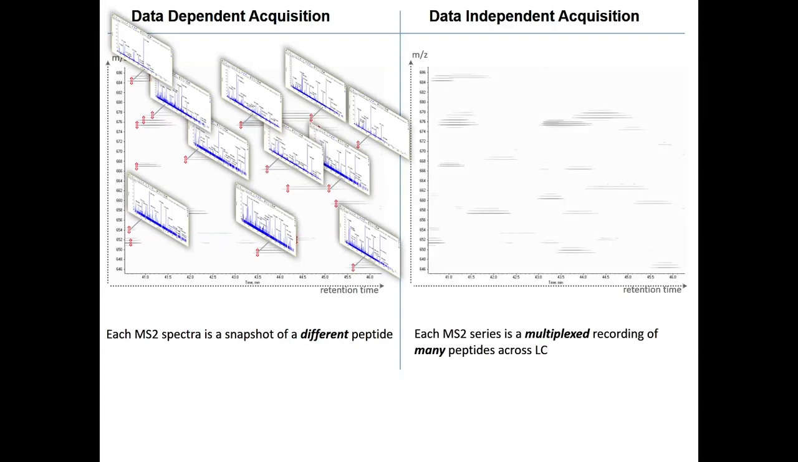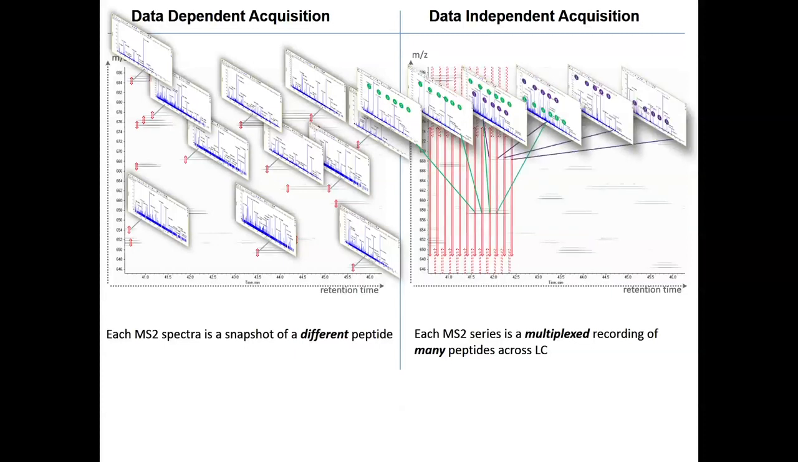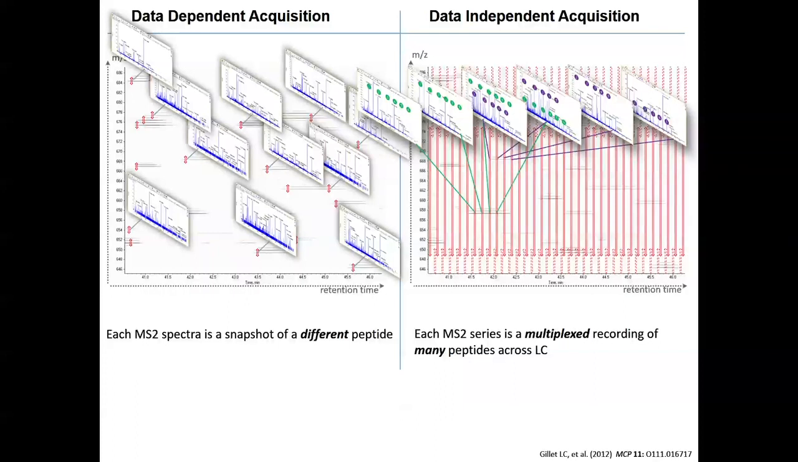In DIA, the story is very different. This is the exact same space, retention time versus m/z. And here you see the size of the red isolation window is very, very different. By isolating such a large isolation window, you basically co-fragment multiple species. And this is what we have seen yesterday and today. The way we analyze this data is by interrogating specific fragment ions from these spectra. The main point is that now the MS2 series is a multiplex recording of many peptides.